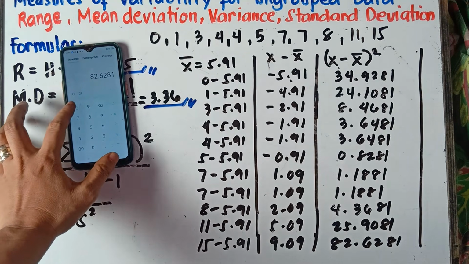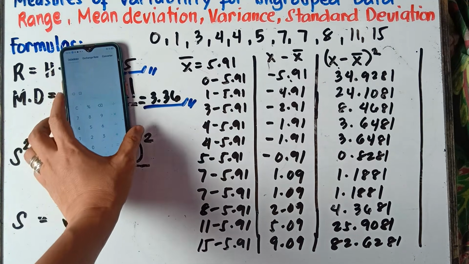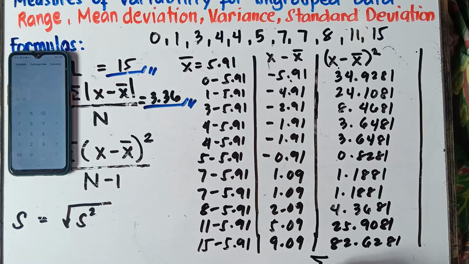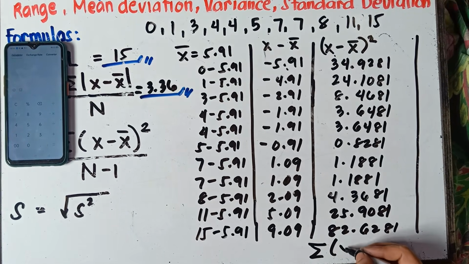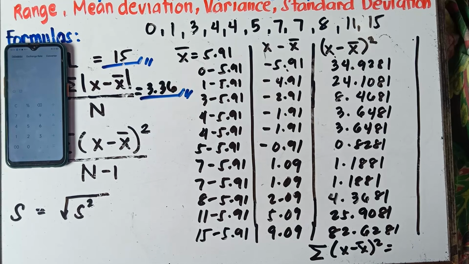Almost done, class. Quite complicated, right? Let's do it step by step, class. Almost done. Simply add this one, class. Summation of the quantity of x minus the mean squared. The answer, class, is, so let's add it up.